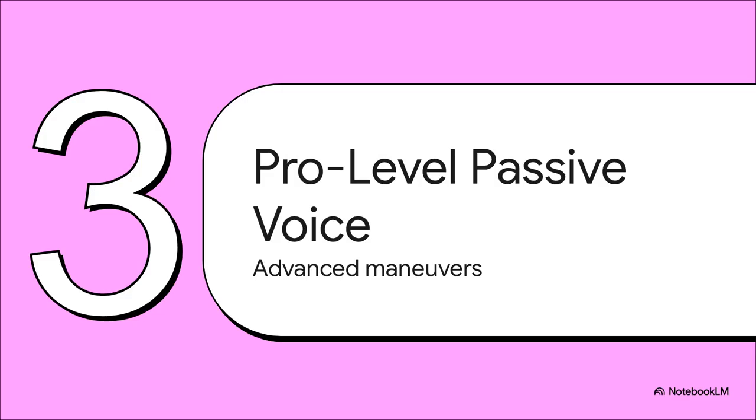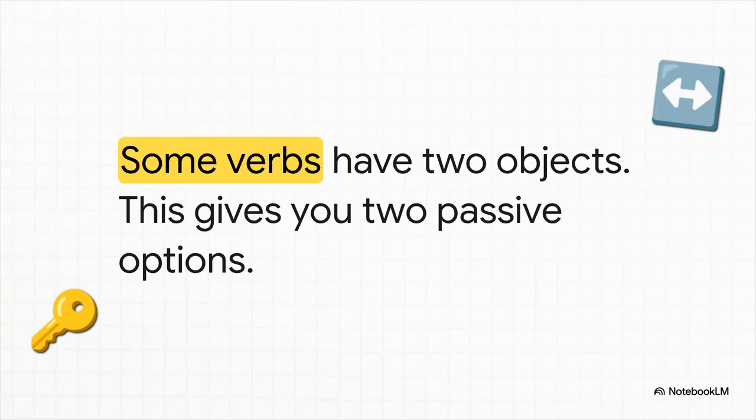All right, you've got the basics down cold. You're ready to level up, right? Let's get into a couple of pro-level moves that will give you even more control over your sentences. So here's the trick. Some verbs, like give, send, or tell, can actually have 2 objects. For example, in the active sentence, the teacher gave the students a test. What did the teacher give? A test. Who did she give it to? The students. See? 2 objects.